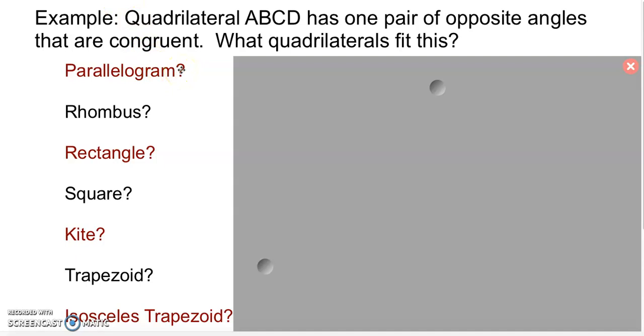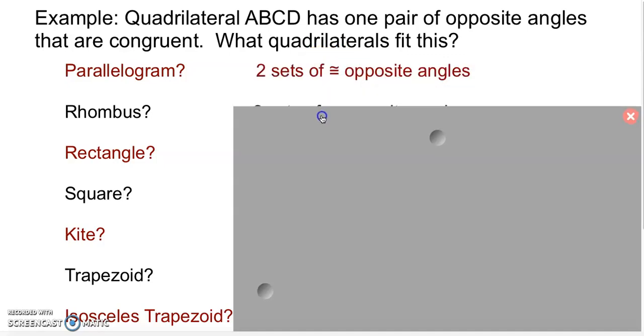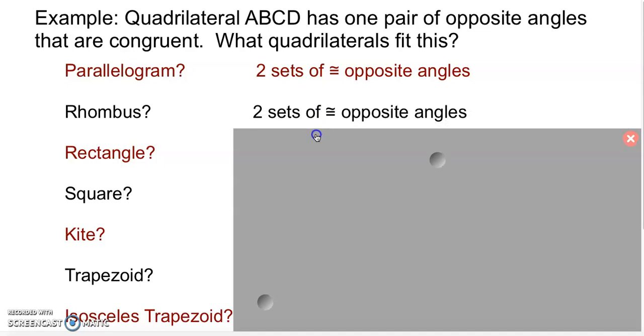So what's the type of problem I might expect you to be able to do? Here we go. Quadrilateral ABCD has one pair of opposite angles congruent. So what quadrilateral could that be? It has one pair of opposite angles congruent, not two. That would rule out parallelogram, because having two pairs of opposite angles congruent is one of the 5 ways we can prove it's a parallelogram. So that's a no.